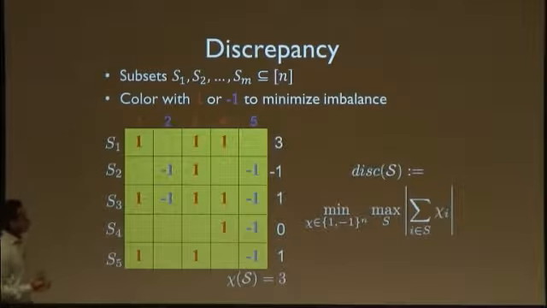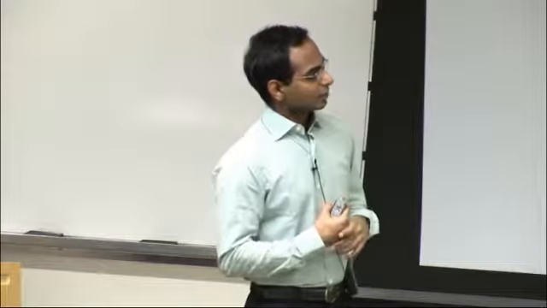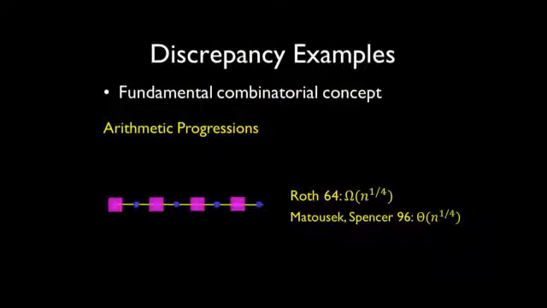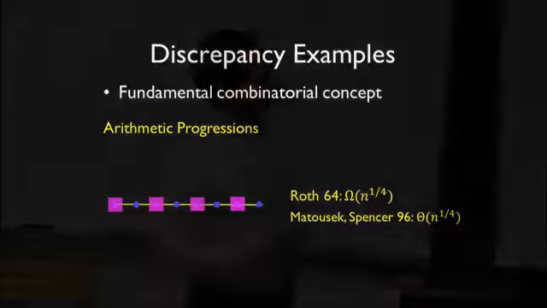And the goal in discrepancy minimization is, you're given a set system, and you want to find a coloring chi which minimizes the maximum over all sets in your set system of the discrepancy. And this is a fundamental combinatorial concept with many applications. And let's look at a few examples to familiarize ourselves with it.